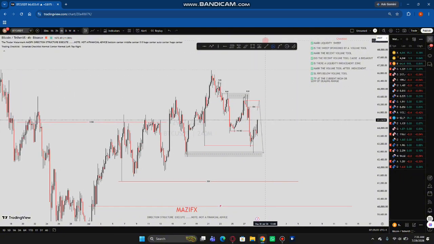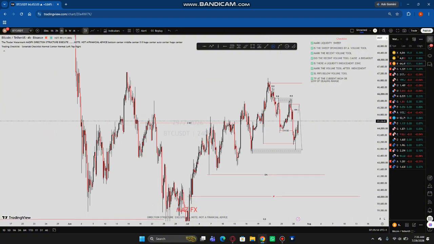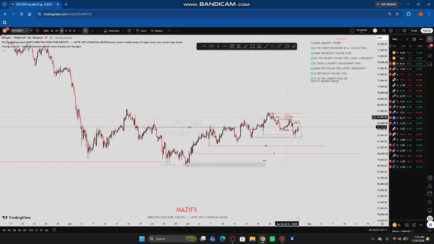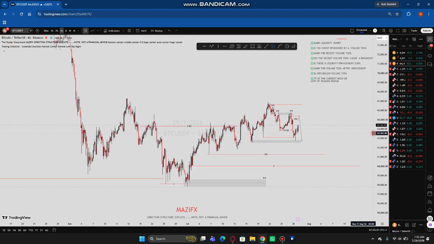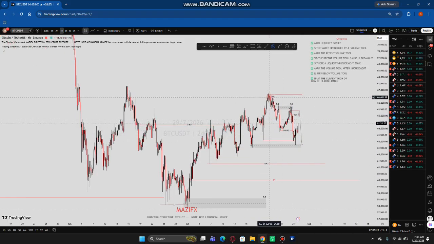So where will our TP zone be? Around this place. That is where we'll be expecting price to come all the way to, right? That's the expectation.